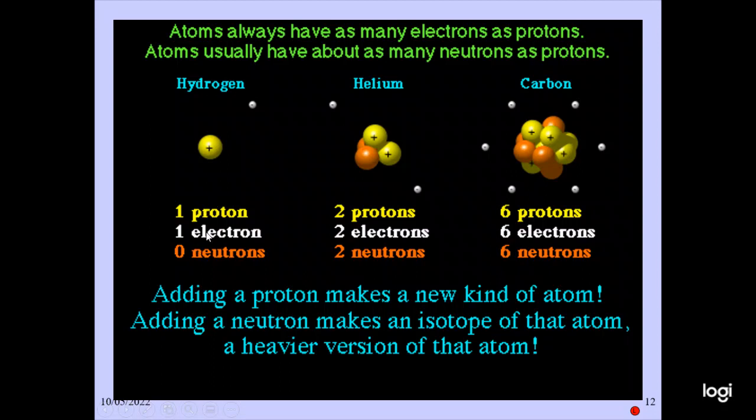There is 0 neutron. Helium has 2 protons, 2 electrons, and 2 neutrons. Carbon, 6 protons and 6 electrons, and 6 neutrons. The protons make the kind of atom. The neutrons make the isotope of the atom, a heavier version of the atom. So the atom has as many electrons as protons. Atoms usually have about as many neutrons as protons.